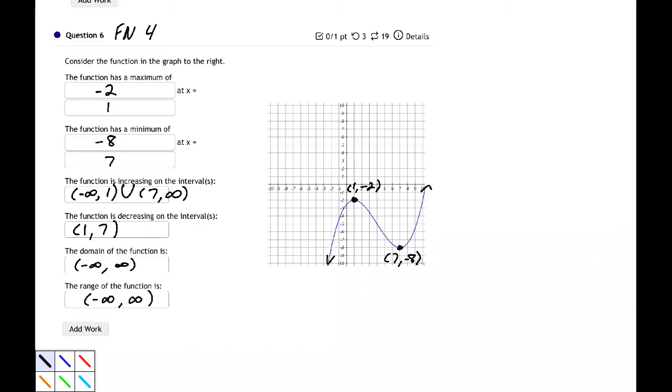Now this is another question where there is no work to be shown, so you don't need to add work to this unless you'd like to include justification for what you did.